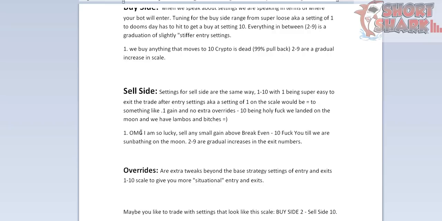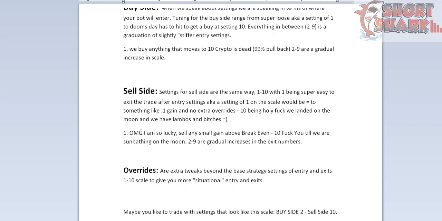And that's the main problem we have: people don't understand the graduating scale on buy and sell. So a 1 is, oh my God, I'm so lucky, give me any small gains above break even. And 10 again is, you know, we're sunbathing on the moon. 2 through 9 are gradual increases in exit numbers.